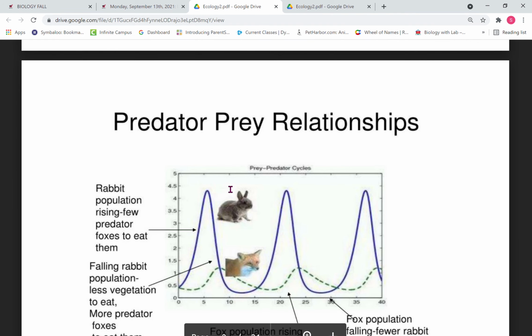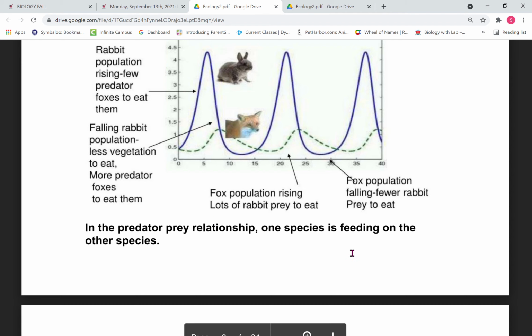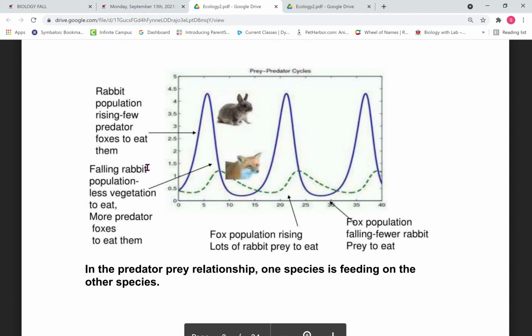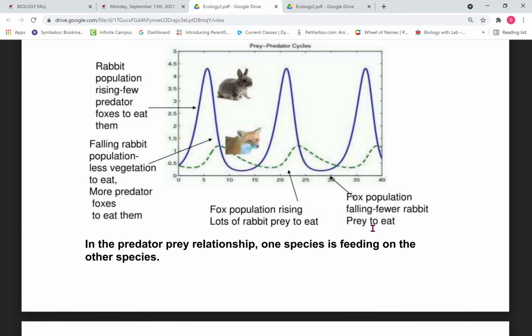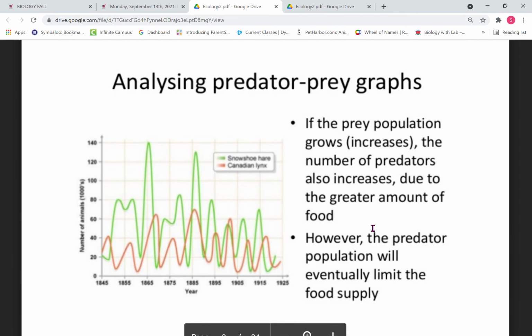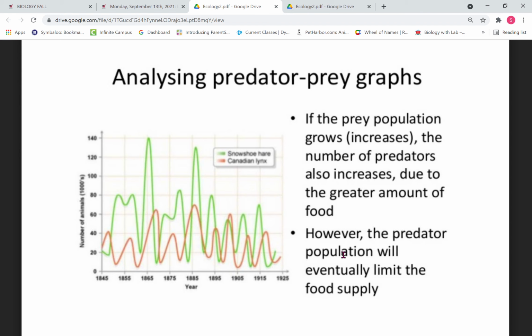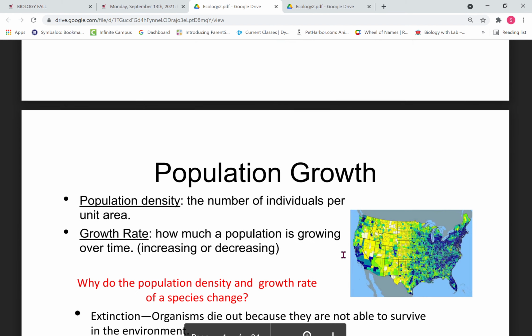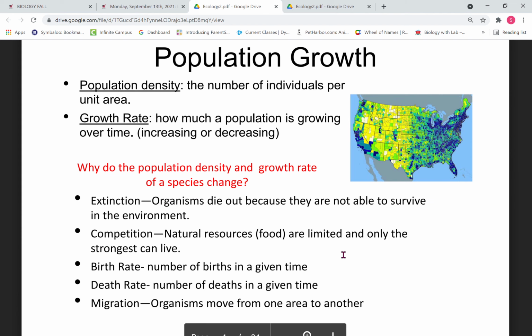The predator-prey relationship is where one species is feeding on the other. You're going to look here that the predator is consuming the hare. As long as the population of hare goes up, so does the lynx. When the population of the hare goes down, so does the population of the lynx, and you see that over time. This is the same thing, the graph here. However, the predator population will eventually limit the food supply, which is called carrying capacity, and we'll see that here in just a second.